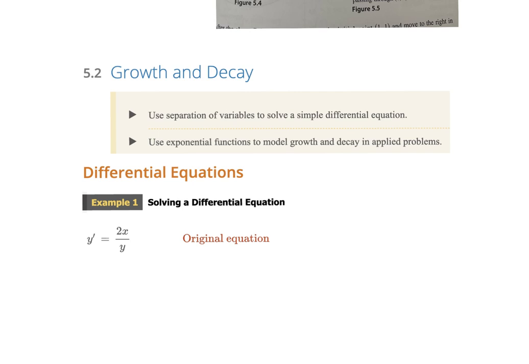In this section, we're covering 5.2, growth and decay. So we're going to use separation of variables to solve a simple differential equation. We'll get more into that in our next section. And then we're going to use exponential functions to model growth and decay. So this is a very common use of growth and decay in differential equations.